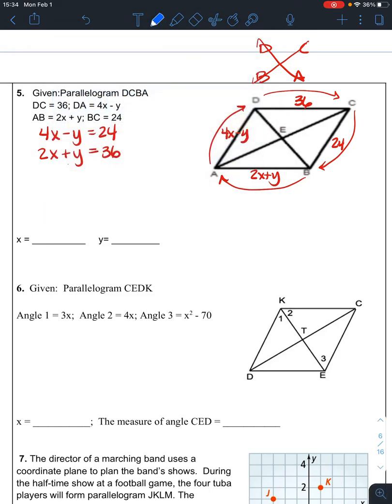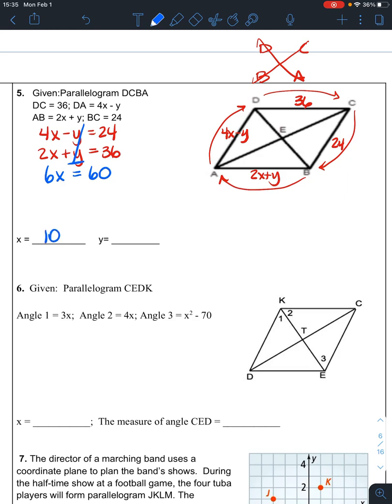So if I look at this, I notice that my y values are already equal in value. They both are equal to 1, and they have opposite sign. One is positive, one is negative. So that makes it nice when I add those two equations together. Those are going to cancel out. They're going to eliminate. This is a system of equations. So 4x plus 2x is 6x. 24 plus 36 is 60. And so I get x is equal to 10.